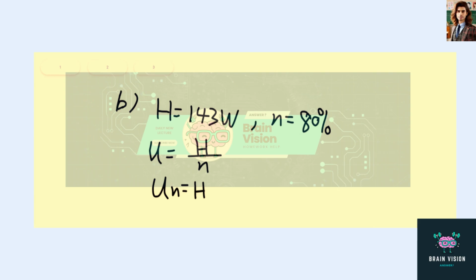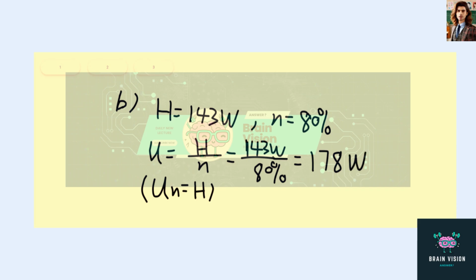So if we plug in the values here, we get 143 watts divided by 80%, and that should give us 178 watts for the metabolic rate. Okay, and that's my answer for this question. Thank you.